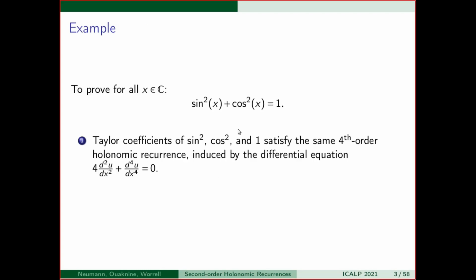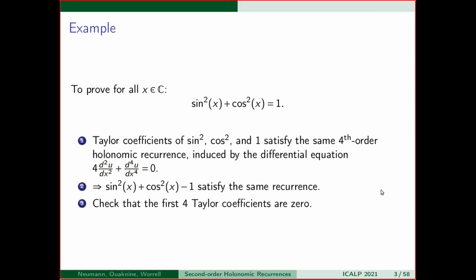So to give an example, say we wanted to prove the familiar equality sine squared plus cosine squared is equal to 1 for all numbers on the complex plane. We could do so by observing that the Taylor coefficients of sine squared, cosine squared, and 1 satisfy a fourth order holonomic recurrence, which is induced by this ordinary linear differential equation, which implies that sine squared plus cosine squared minus 1 satisfies the same holonomic recurrence. And so we just have to compute the first four Taylor coefficients of this function and check that they're all 0, and we show that the function is identically equal to 0.